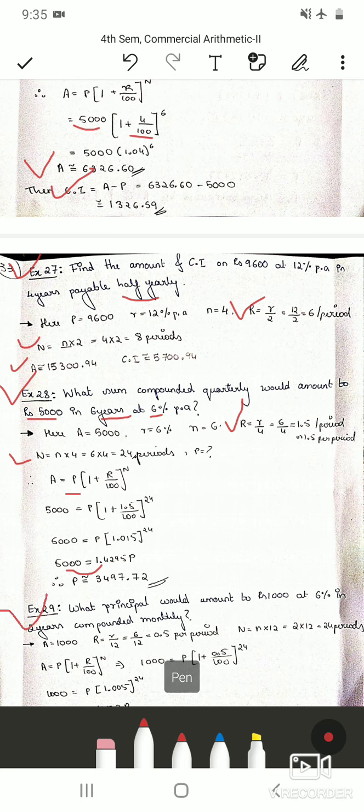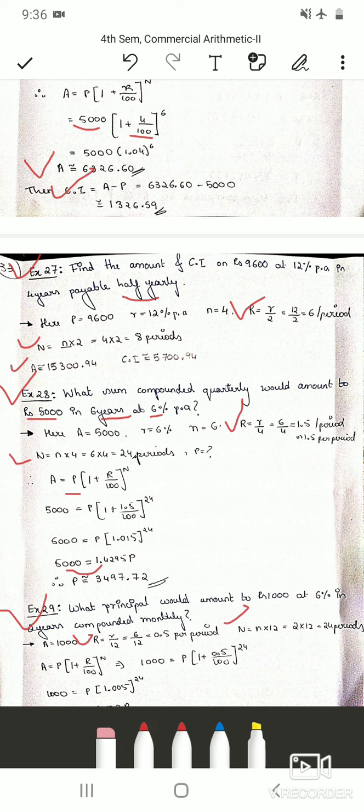The 29th problem is what principal would amount to rupees 1,000 at 6% in 2 years compounded monthly. So again principal is unknown and it is compounded monthly and amount is given 1,000, small r is 6% and small n is 2 years. So we will find what is the principal. Here capital R will be small r by 12, that is 6 by 12 or 0.5 per period. Capital N will be 2 into 12, that is 24 periods.